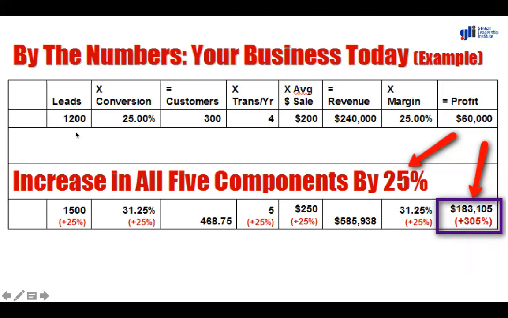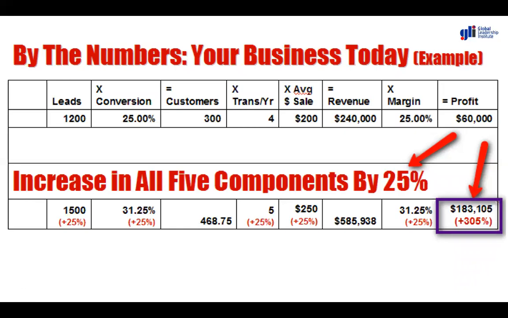Say your lead is 1,200 and you have a 25% conversion rate. You'd have 300 customers. If you multiply those 300 customers by maybe 4 transactions in a year, then an average transaction value of $200, 300 times 4 times 200 will give you 240,000. If your margin is 25%, that means you're making a profit of 60,000. That's your business as it is today.